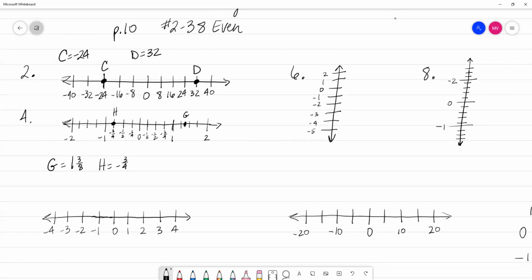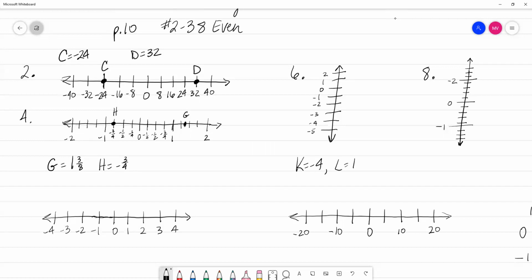So 6 and 8 are asking us to pretty much do the same thing. We're just doing it on a vertical number line, so I've created 2 vertical number lines. For 6, we're given K is negative 4. Let's see where I'm going to put this. I'll put it down here. K equals negative 4 and L equals 1.